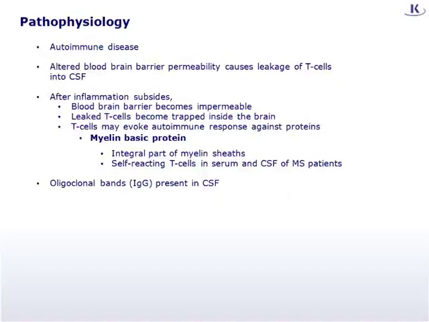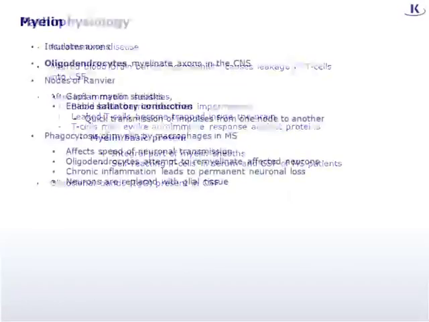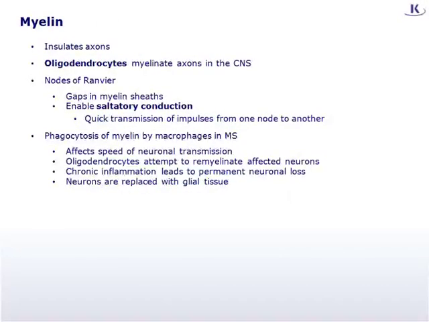Moreover, experimental allergic encephalitis, or EAE, has been produced in laboratory animals injected with myelin basic protein. The presence of oligoclonal bands, which are IgG immunoglobulins in the CSF, further suggests autoimmune-mediated destruction. The function of myelin is to insulate axons, which is necessary for rapid transmission of neuronal impulses.